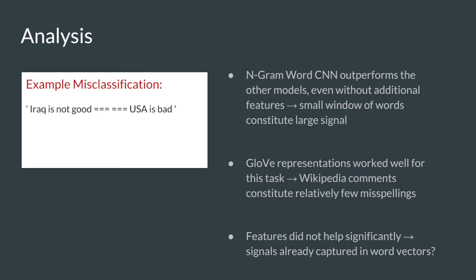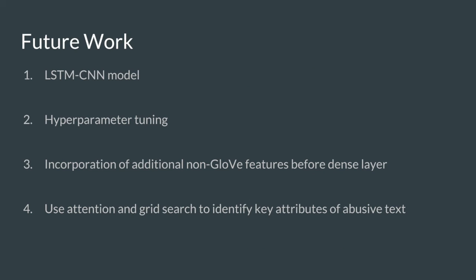GloVe representations worked especially well for this task because Wikipedia comments didn't have as many misspellings as other datasets like Twitter. And finally, features didn't help significantly as the signals may already be captured in the word vectors. In terms of future work, we hope to do an LSTM-CNN combined model, which draws upon the strengths of both models. We hope to do some hyperparameter tuning and incorporate more non-GloVe features before the dense layer. And finally, we hope to use attention and grid search to identify key attributes of abusive text.